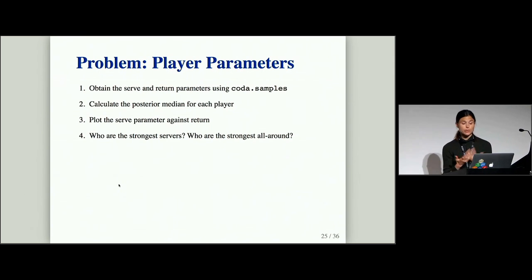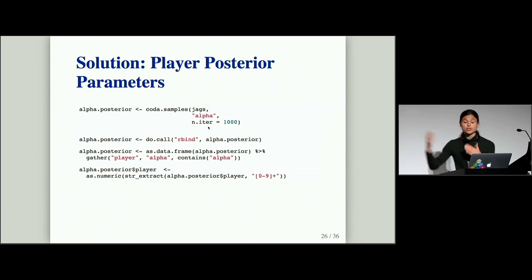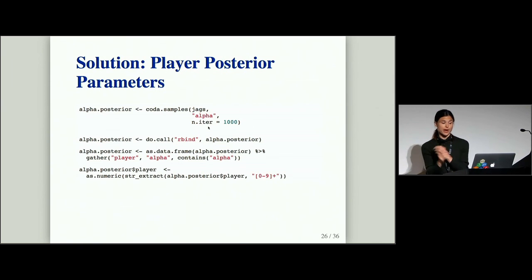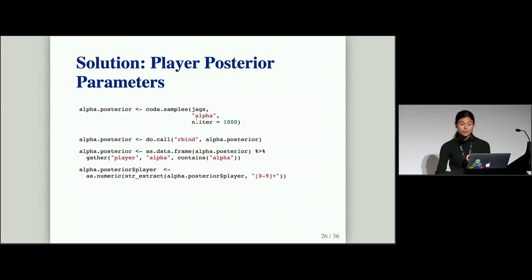But of course, we really want to know about what's going on with individual players, so we can use similar functions to estimate summaries for the posterior parameters associated with particular player abilities. The server abilities were all wrapped up in that alpha parameter. So using that same CODA samples, I can get a number of posterior samples for the server abilities and use some tidying functions like gather to put that information into a form that I can more easily plot or summarize.